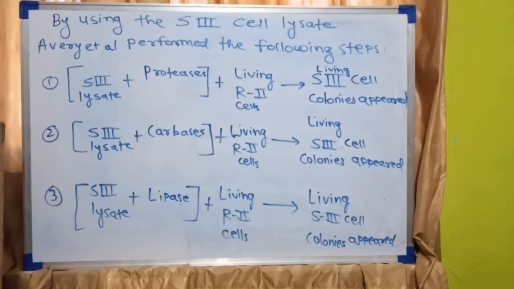In the second step, Avery et al., meaning Mr. Avery and his colleagues, took the same S3 lysate from the initial step and now added to it carbases. So carbases destroy carbohydrates. What happened now after addition of carbases to the S3 lysate tube suspension? All the carbohydrates that were present in the suspension were destroyed. The living R2 cells were added to this carbase treated S3 lysate and mixed to allow the transformation. What happened? Again R2 converted and living S3 cell colonies appeared on the bacterial culture media.